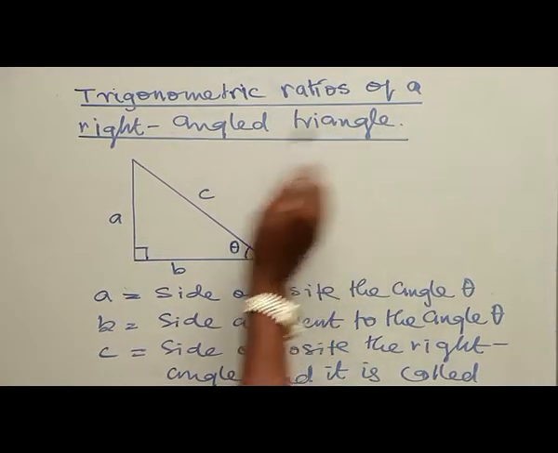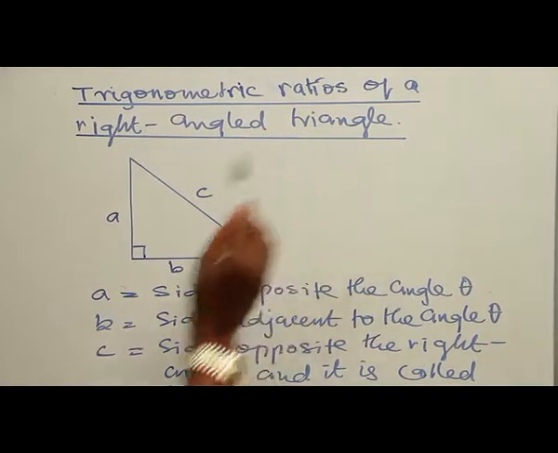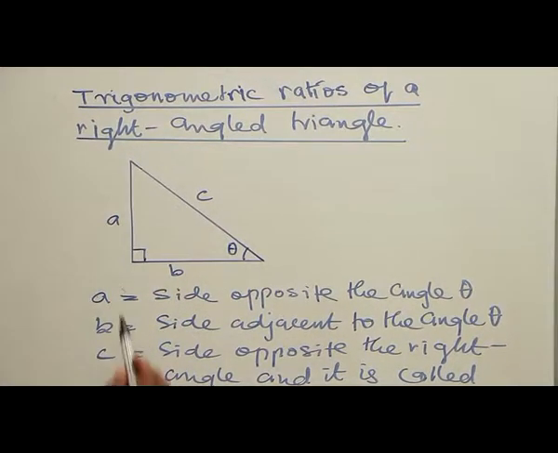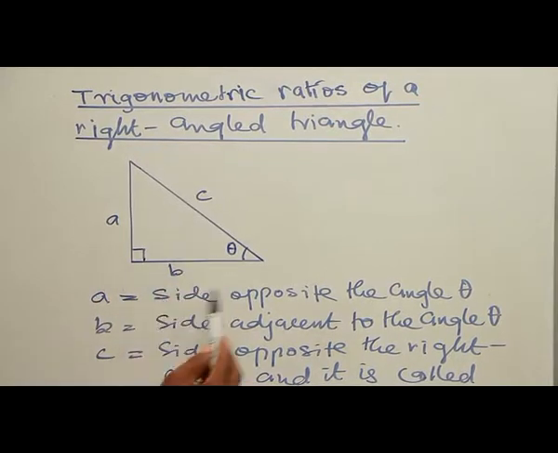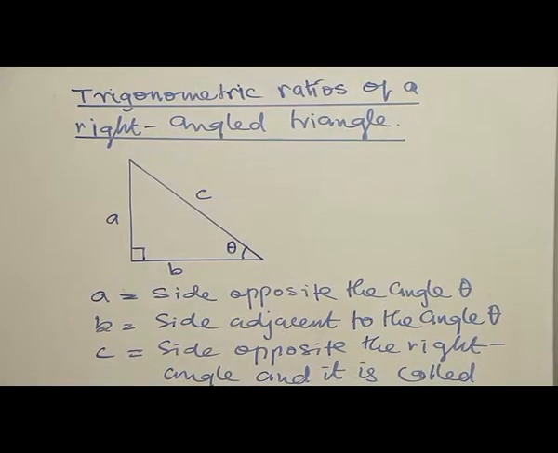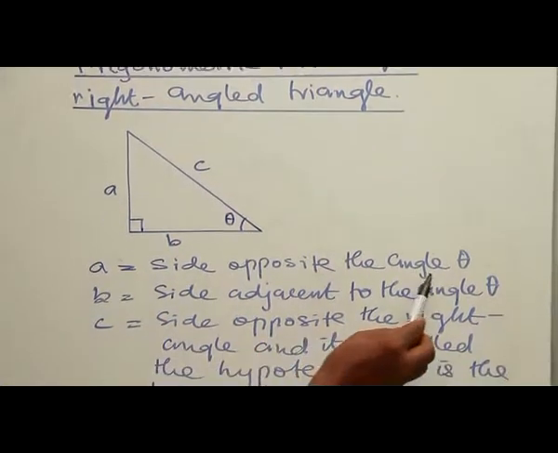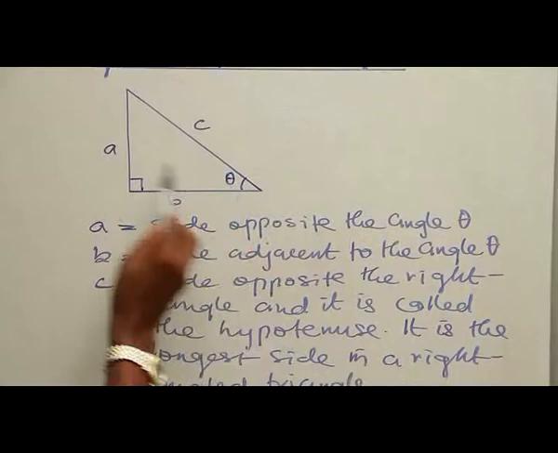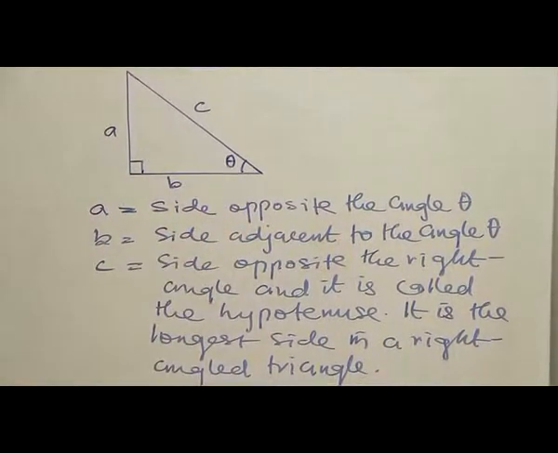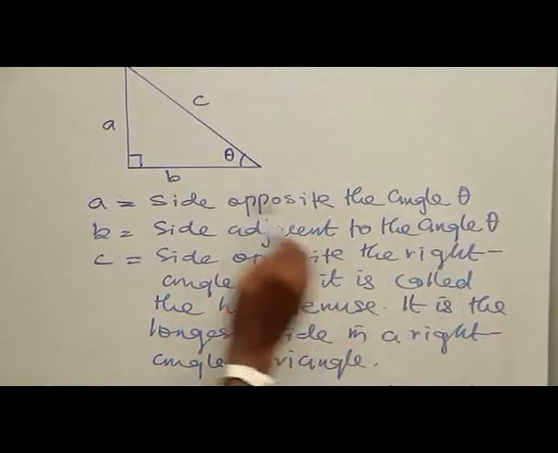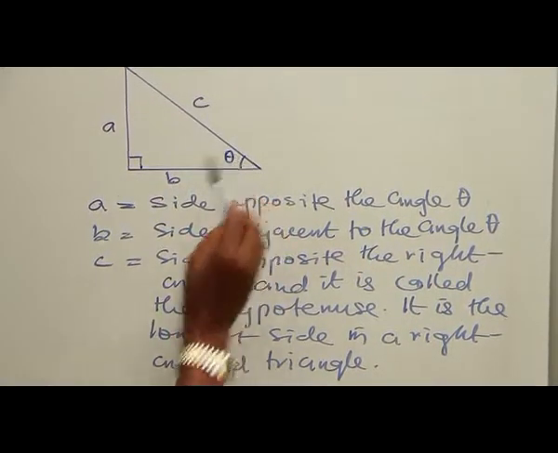Trigonometric ratios of a right-angled triangle. Here is a right-angled triangle, lettered A, B, C, and then an angle theta. The side A is the side that is opposite to the angle theta. You can see the theta, this side is opposite it. The side B is the side that is adjacent to the angle theta. You see the line here is adjacent to this angle.